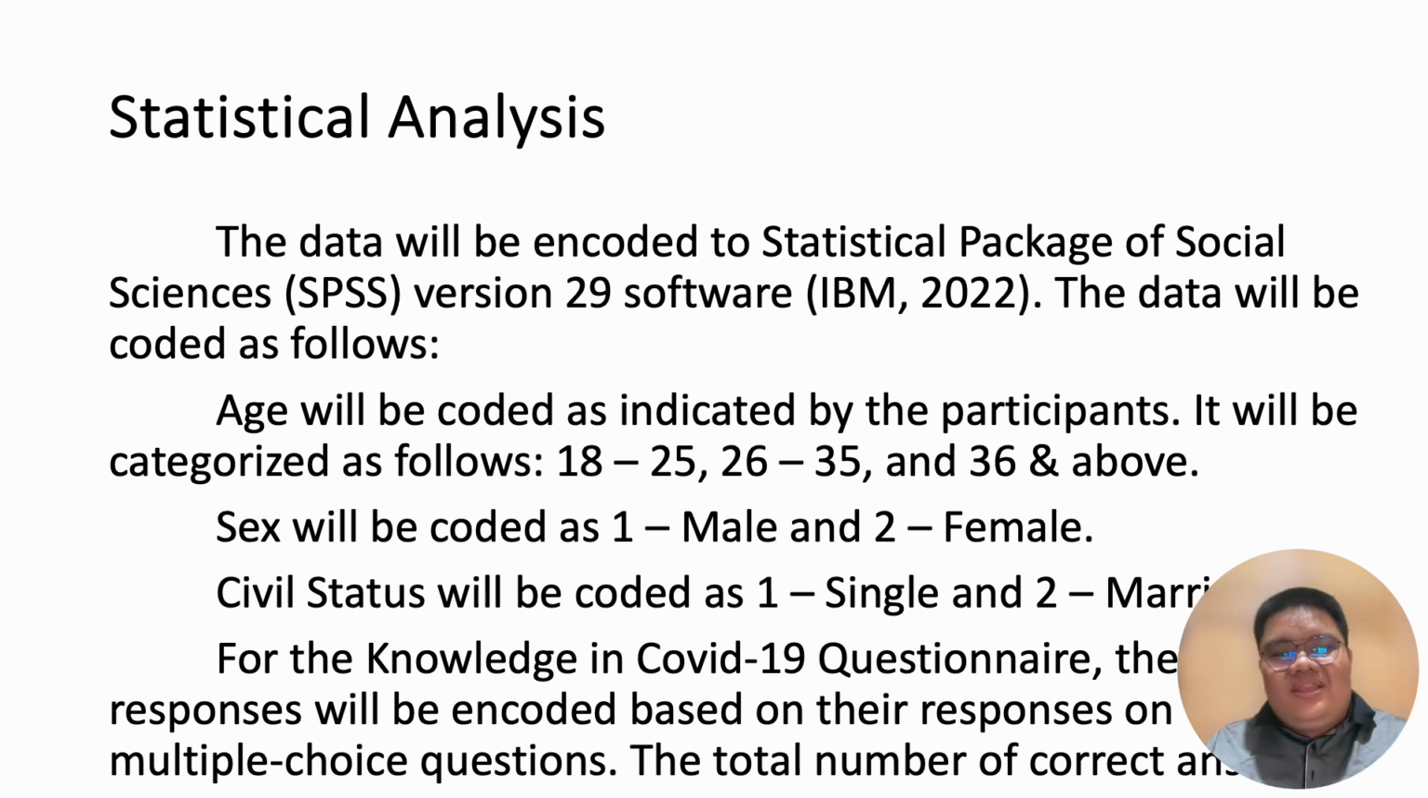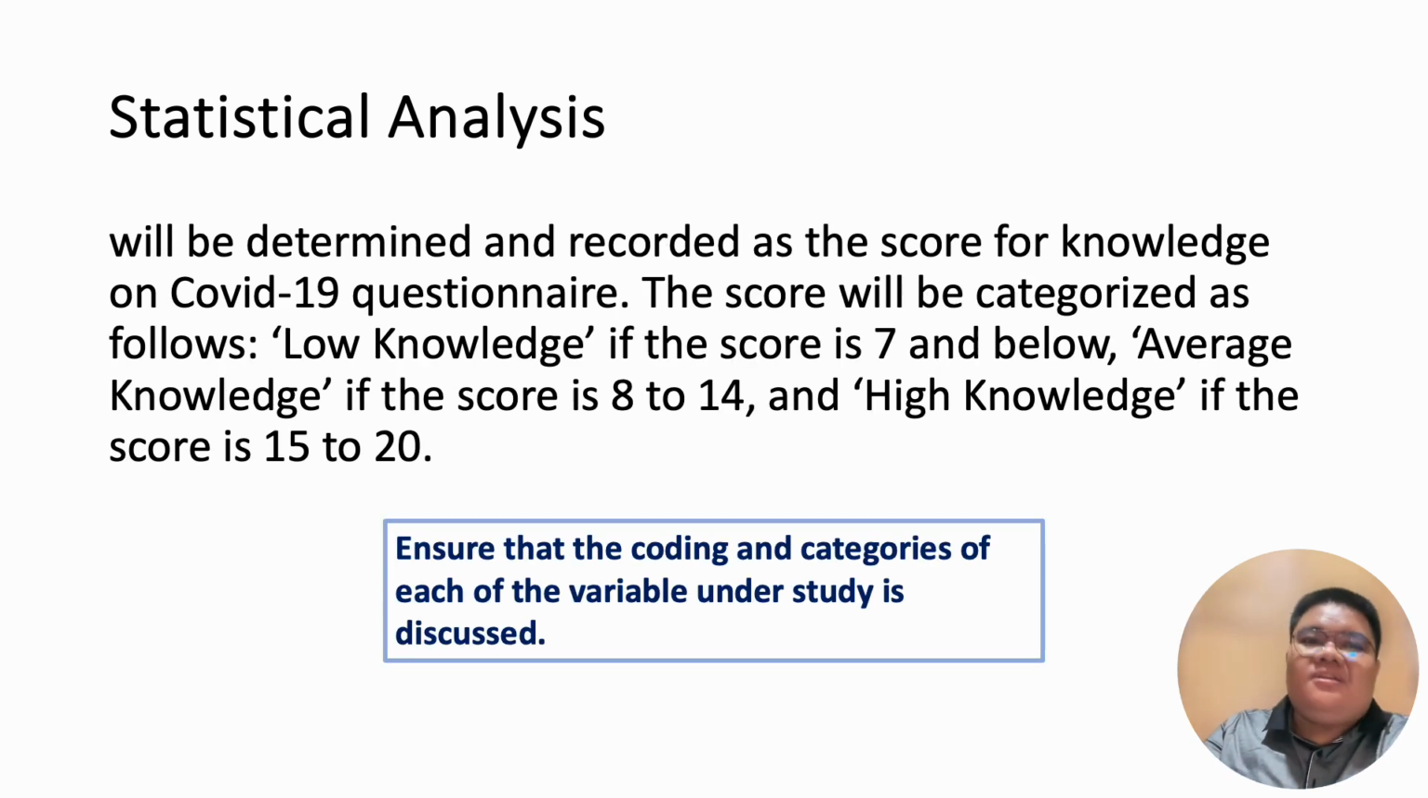Now, if you would look at this part, it says, for the Knowledge in COVID-19 questionnaire, the responses will be encoded based on the responses on the multiple choice questions. And the total number of correct answers will be determined and recorded as the score of the student. Or in this case, that would pertain to the residents. So the knowledge will be determined and recorded as the score for knowledge on COVID-19 questionnaire. The scores will be categorized as follows. So low knowledge is 7 and below, average knowledge is 8 to 14, and high knowledge is 15 to 20.